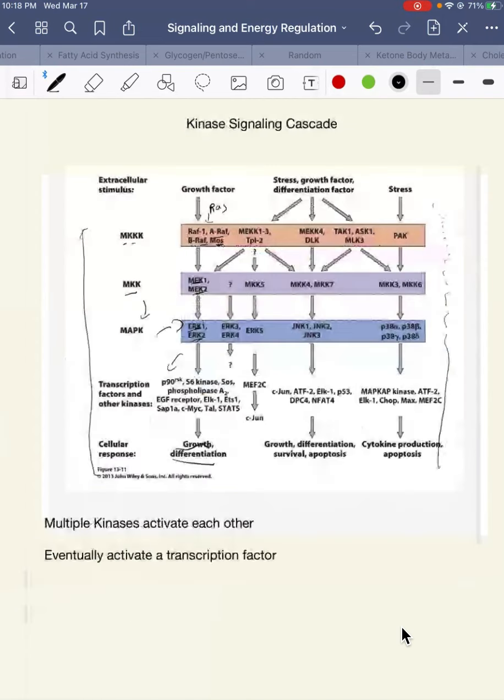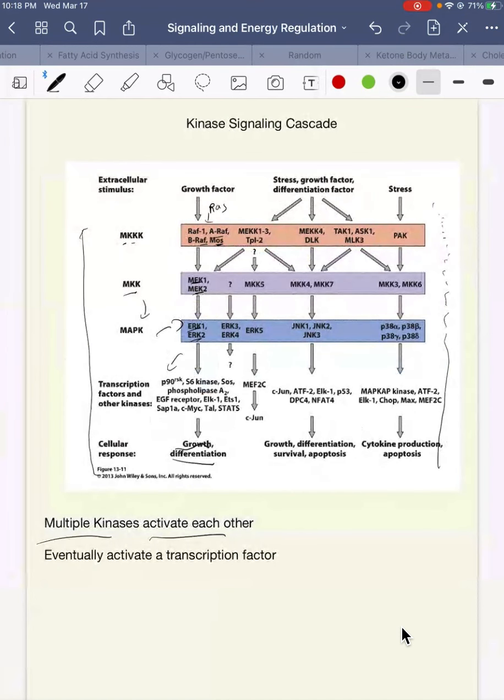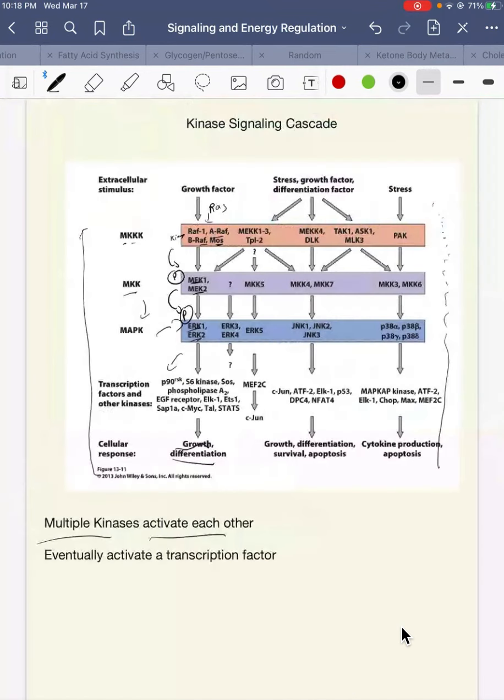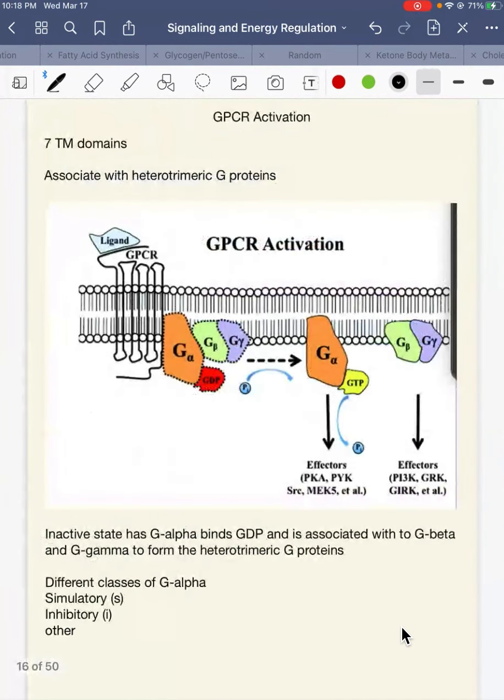Okay. So yeah, multiple kinases activate each other. These are kinases. They activate this one, they put a phosphate on it. This activates the next one, puts a phosphate on it. And then you just go on. Then eventually you activate a transcription factor, which is able to change transcription inside the cell. Okay. So now we talked about receptor tyrosine kinases.